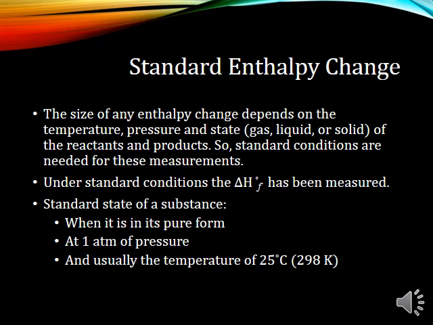So the standard state of a substance is when it's in its pure form, it's at 1 atmosphere of pressure, and usually the temperature of 25 degrees Celsius. And they pick 25 degrees Celsius because it is room temperature. We can also look at it as 298 Kelvin. So all of these measurements will have been made under those conditions, and that's where that little naught symbol comes from. It's under standard conditions, and it's in that elemental form.